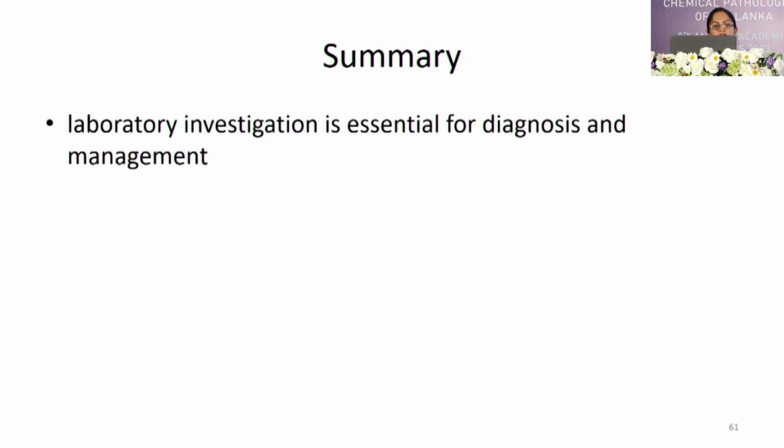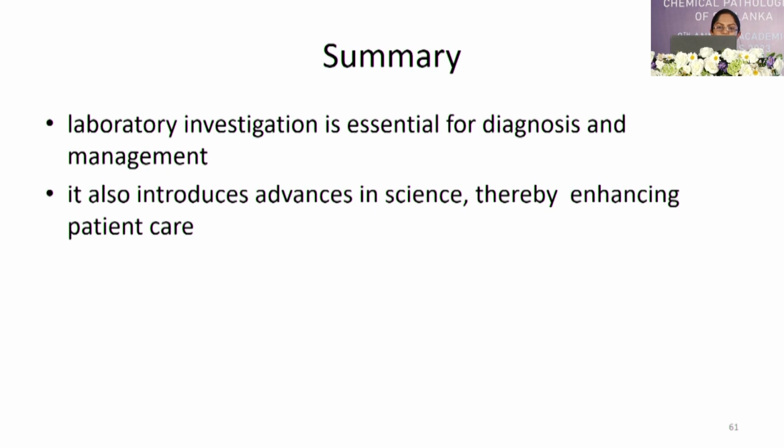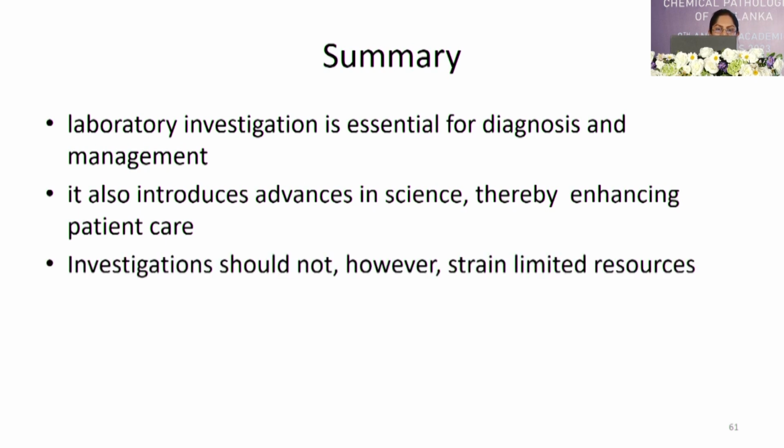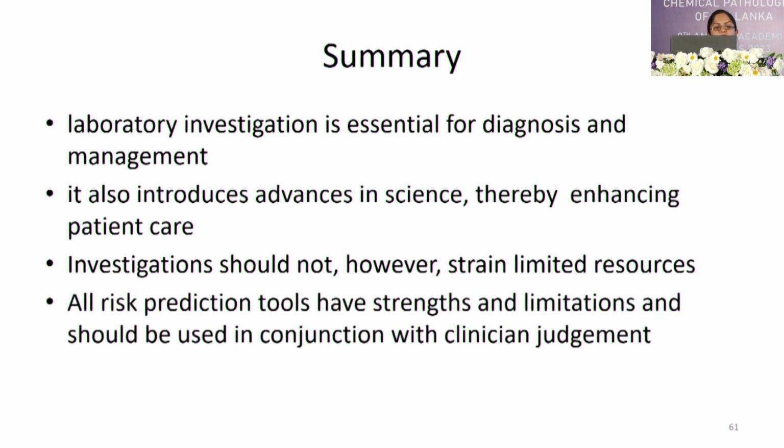So in summary, laboratory investigation is essential for diagnosis and management. It also introduces advances in science, thereby enhancing patient care. Investigations should not, however, strain limited resources as in our third world countries. All risk prediction tools have strengths and limitations and should be used in conjunction with clinical judgment.